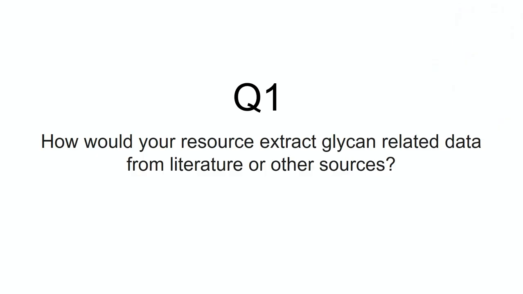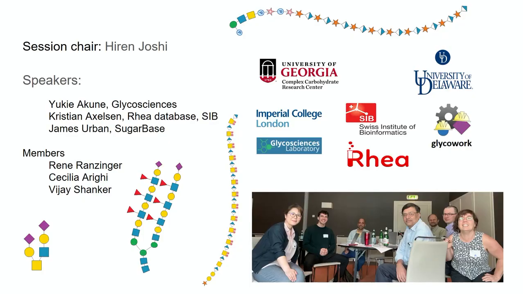And question one was about how researchers would extract glycan-related data from the literature or other resources. So this was the group that sat down together to put this presentation together. Hiroshi Yoshida was the chair of the session. There were three groups, three different resources that described their work on glycan-related curation: Yuki Akuni for GlyCosmos, Christian Axelsen for Rhea, and James Irvine for SugarBase. And then three members participated in the discussion as well: René, myself, and Vijay Shankar from University of Delaware.